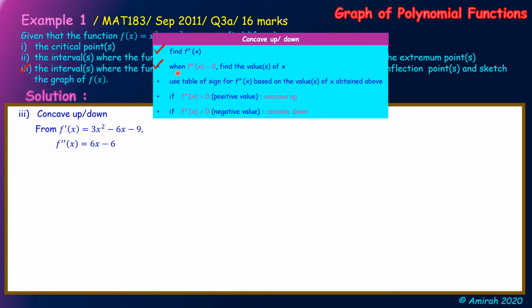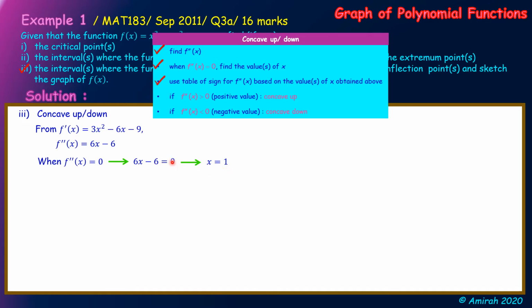And we need to set f double prime x equal to 0 and find the values of x. So when f double prime x equals 0, it means 6x minus 6 equals 0. Then we have x equals 1, after we solve this equation.